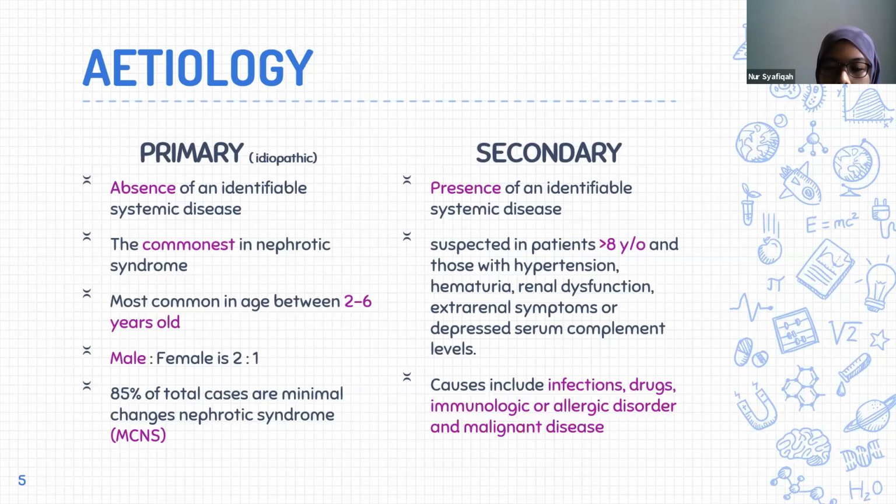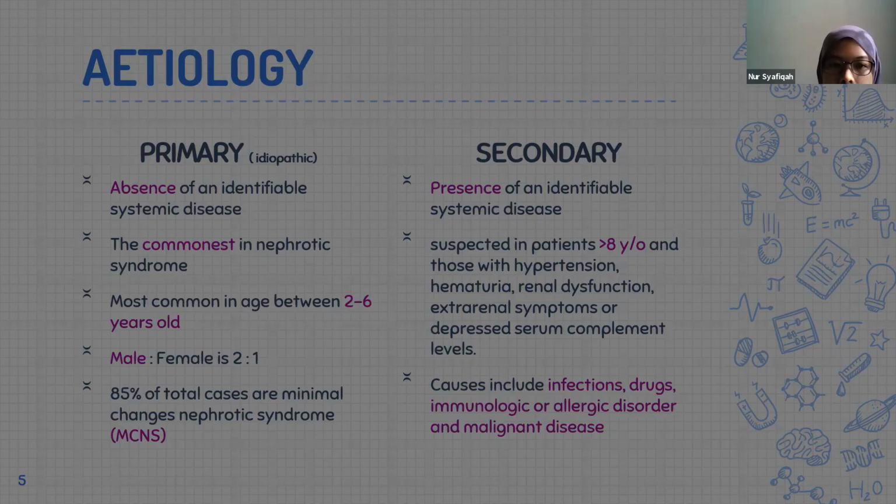Next, we have secondary nephrotic syndrome, where there is presence of an identifiable systemic disease, and it is suspected in older children, where the age is more than 8 years old, and who present with hypertension, hematuria, renal dysfunction, and so on. The causes include infections, drugs, immunologic or allergic disorders, and malignant disease.